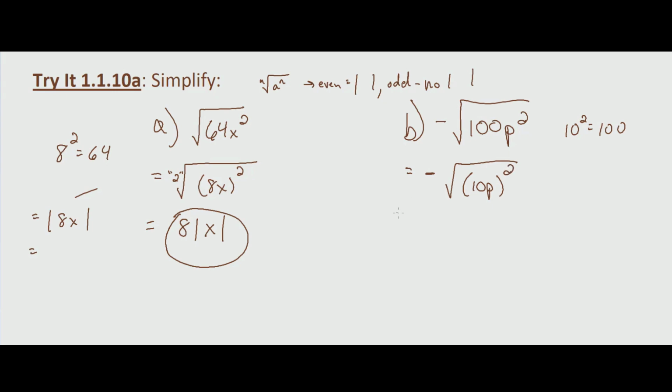And same situation as part A, in that we do need our absolute value because it's an even index, the square root, and it's an even power. We're taking it to the power of 2. So n is even, that means we need the absolute value. Let's go ahead and put in the step we skipped in the first part. So this would be negative absolute value of 10p. We know 10 is positive, so this is going to be negative 10 times the absolute value of p.